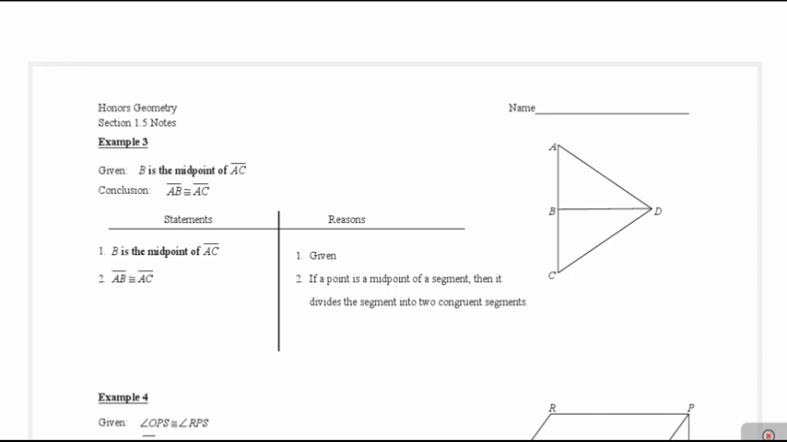Now let's take a look at some proofs. This first proof example, we have one given. B is the midpoint of AC. So we're going to start by copying that down. That's step 1, your statement. The reason would be given.